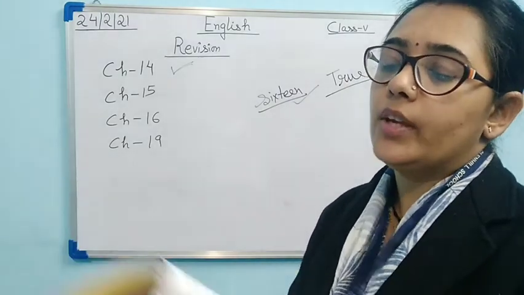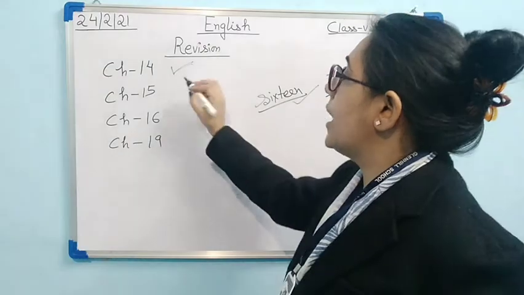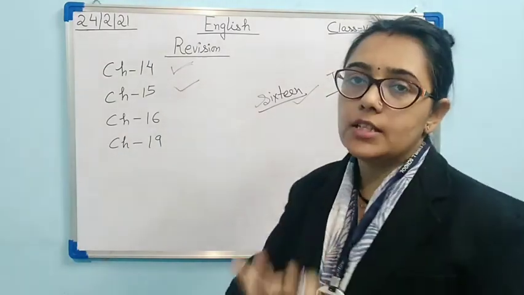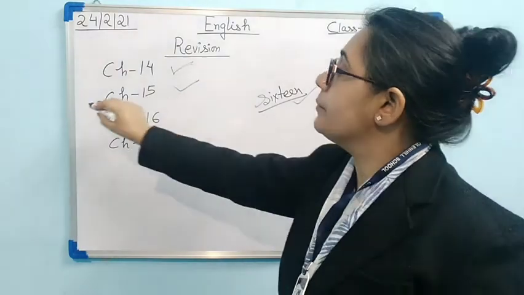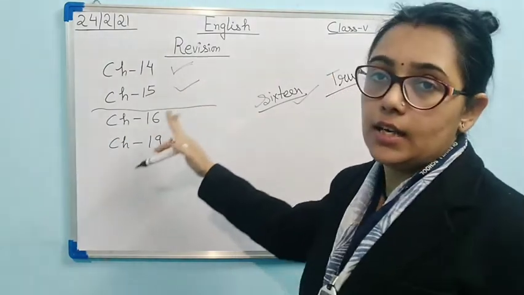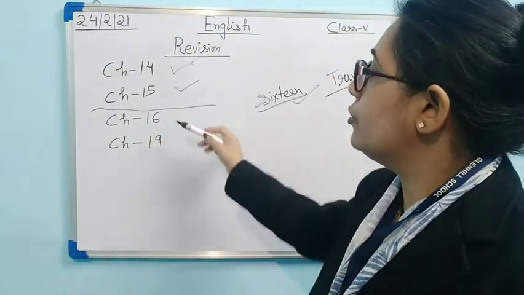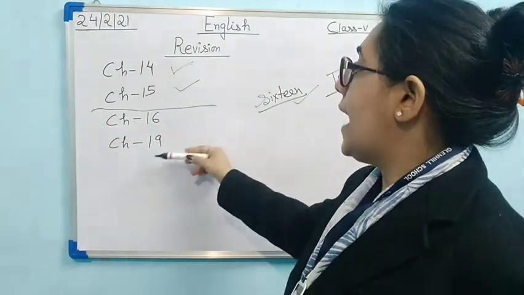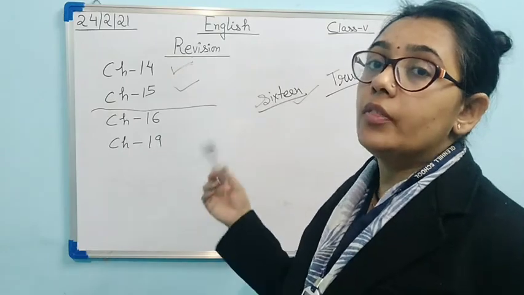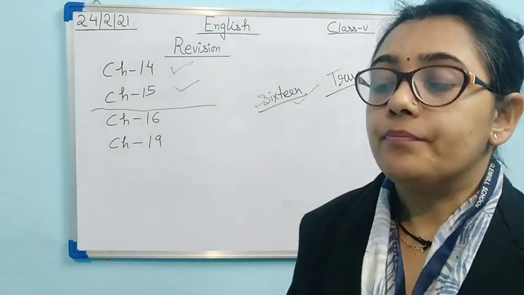So by this we have discussed and revised chapter 15. In this video we are going to revise only two chapters, 14 and 15. In our next class or in the next video we are going to revise chapter 16, that is I Float My Paper Boats, and chapter 19, that is The Emperor and the Nightingale.